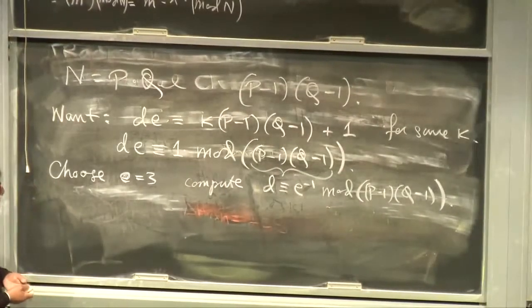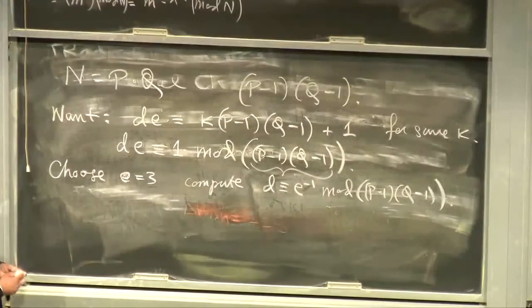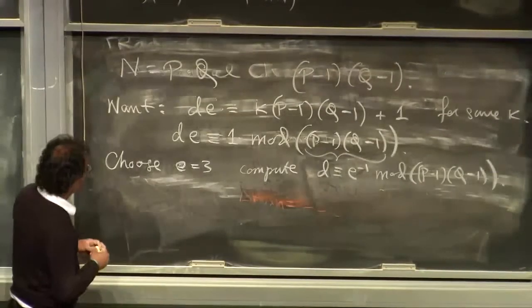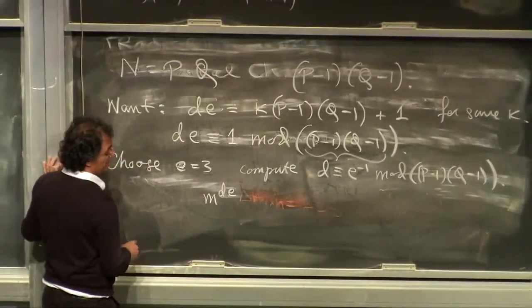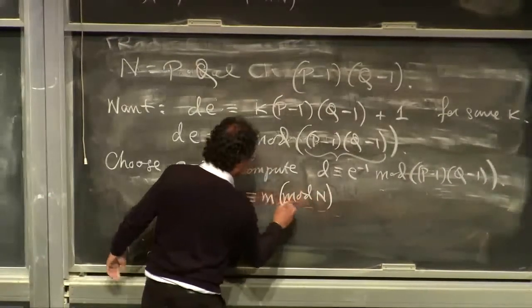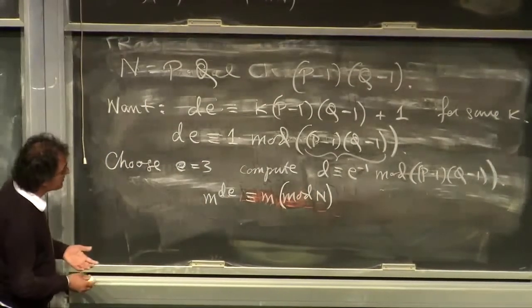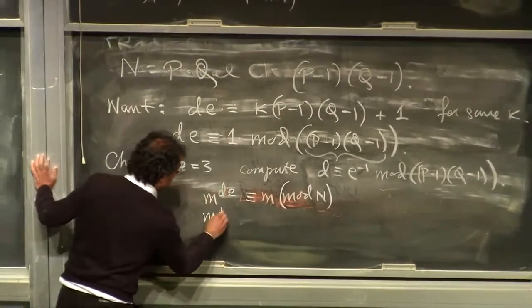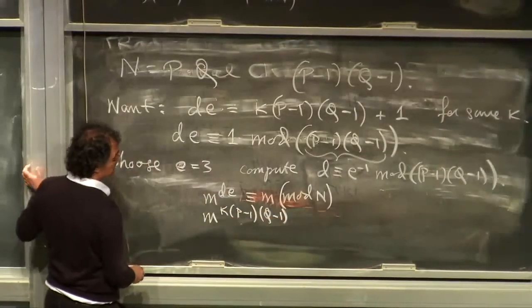Okay. So now it remains to see, why does this work? Okay. Well, we want to show that m raised to the power of d times e must be congruent to m mod n for every m. Okay. Another way of saying this is m raised to the power of d times e is what? k times p minus 1 times q minus 1 plus 1.